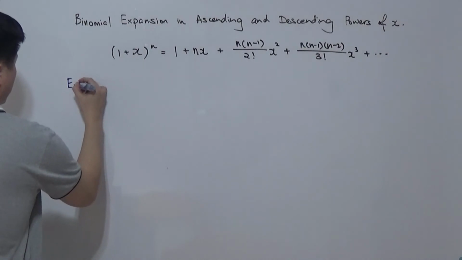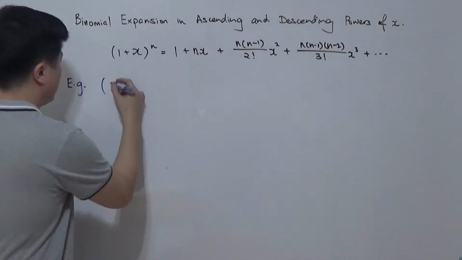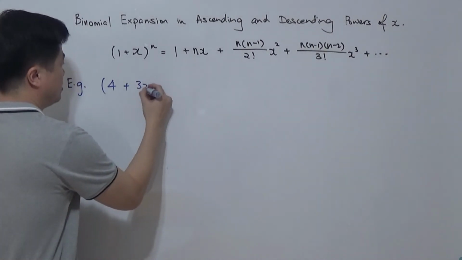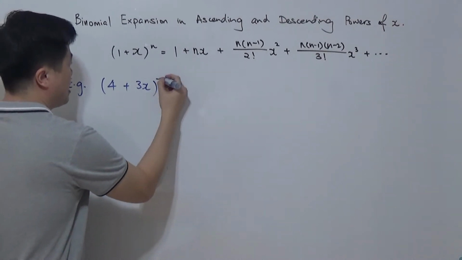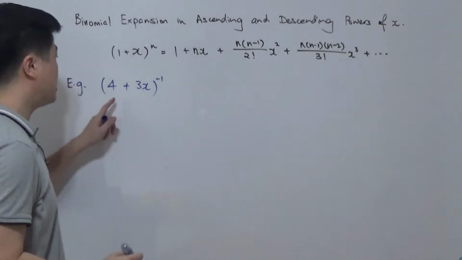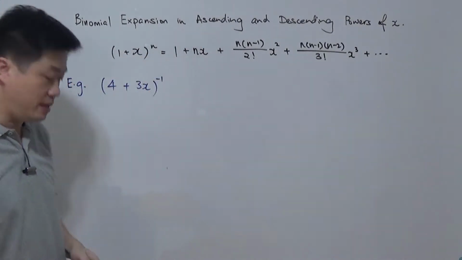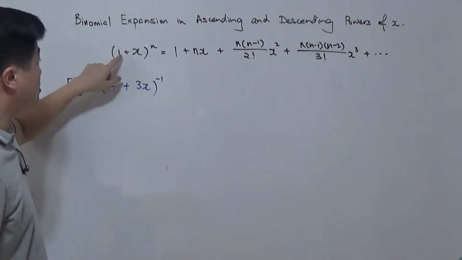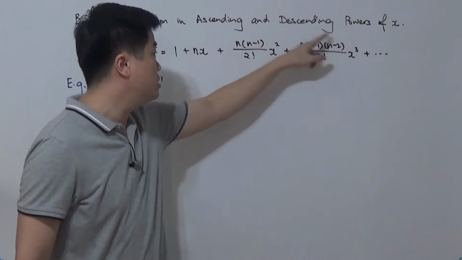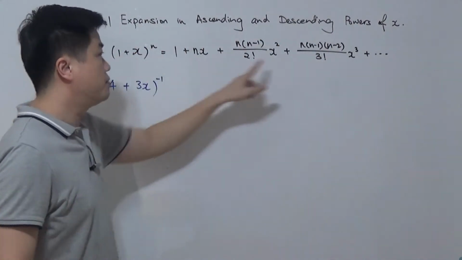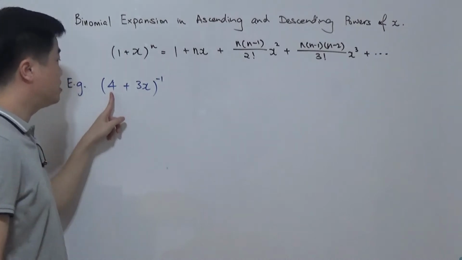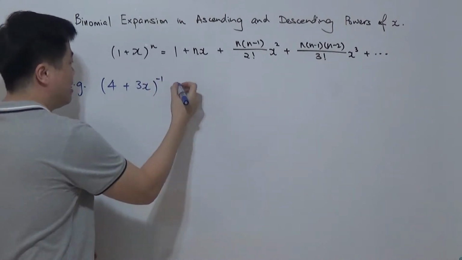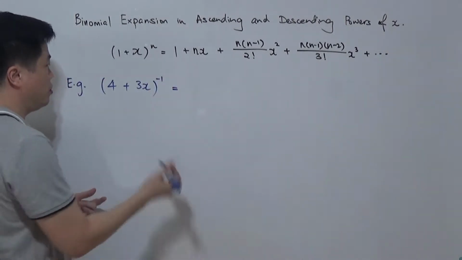So let's say you are given a question that looks like this: 4 plus 3x, to the power of, say, minus 1, and you are asked to expand this in ascending powers of x. Now, the first thing you notice is that this is 4. It is different because, in order to be able to use this formula that's given, we need to make this 4 into 1. And to do that is actually quite simple. All you need to do is pull out the 4.